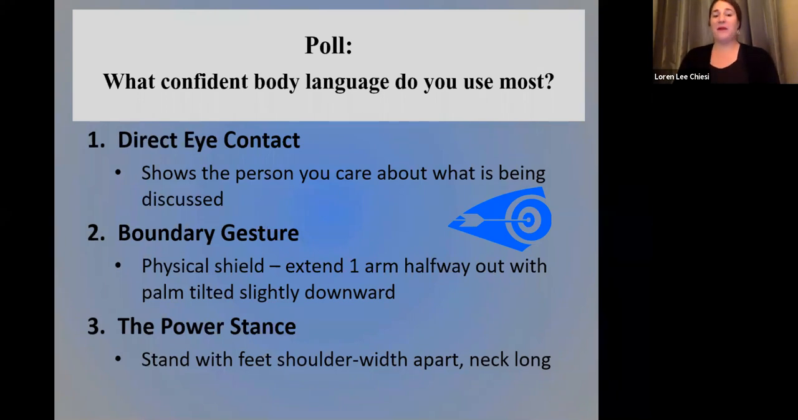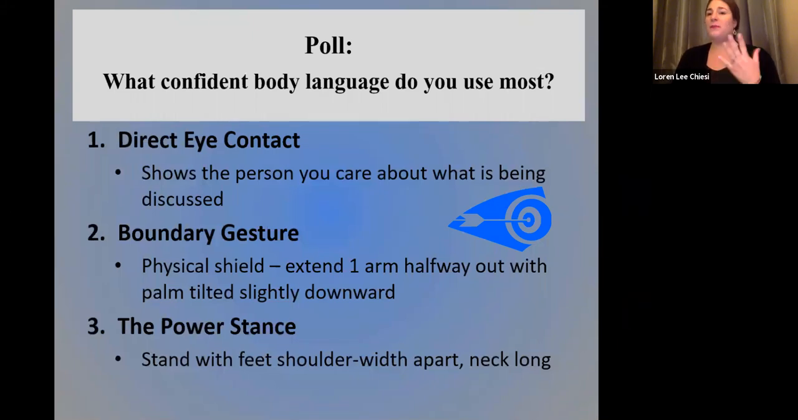The other one is the power stance. So this is standing with your feet shoulder width apart. You keep your neck nice and long. You stand up straight. You roll your shoulders back, and you just look like you're in power and in control. You're standing up tall. You're proud. You're not slouched. You're not looking down at yourself. Keep yourself upright, tall. Again, you're showing that you're attentive, that you're present, that your body is important, that you're committed to what you're saying. These are all little body language gestures that you can do that just show that you have confidence.